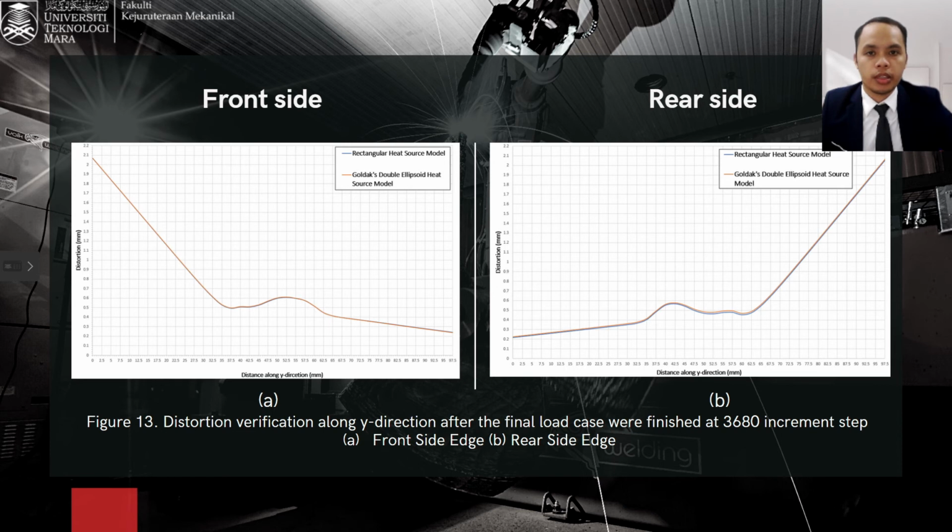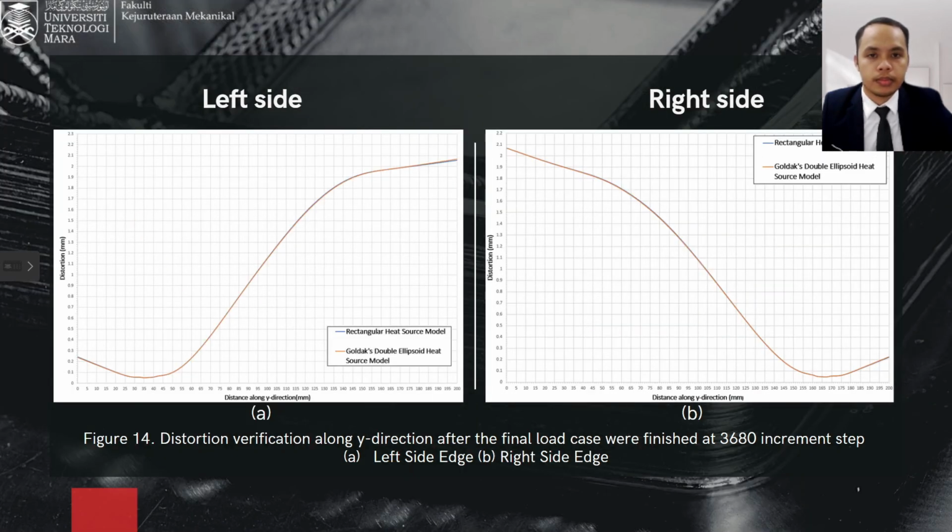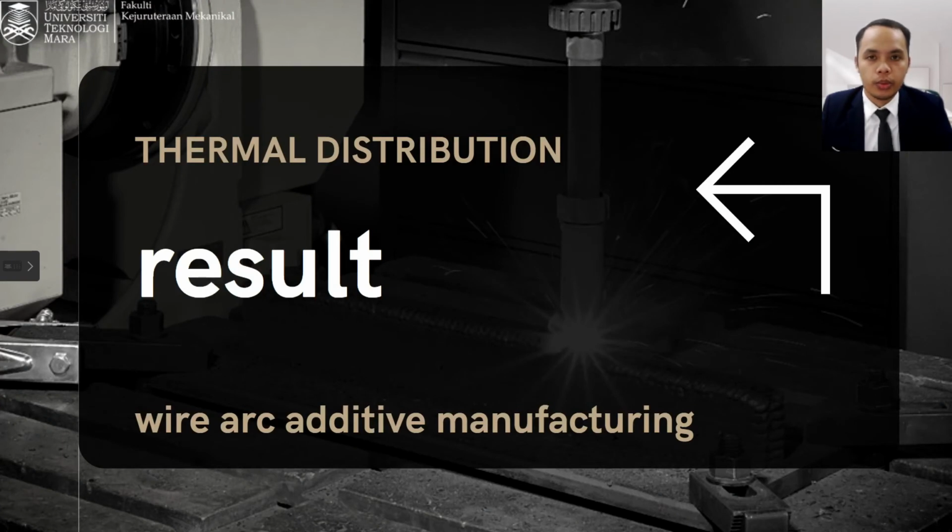However, from the tabulated data, it shows that the rectangular source model produces more distortion at the right and front side of the substrate, while the double ellipsoid model produces more distortion at the left and rear side of the edge. Next, we proceed with the thermal distribution result.